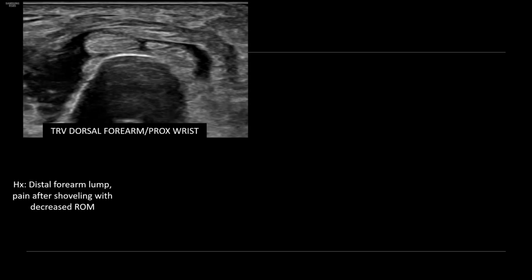Now let's look at an ultrasound case. This was a patient that presented with a history of a distal forearm lump and pain after snow shoveling with some decreased range of motion. So here we're scanning in transverse or short axis at the level of the dorsal distal forearm at the proximal wrist. And you can see here's the radius.